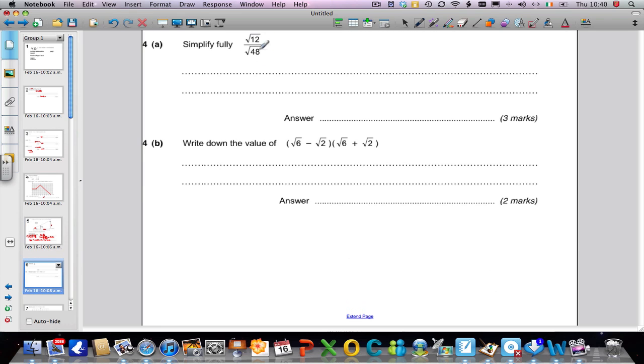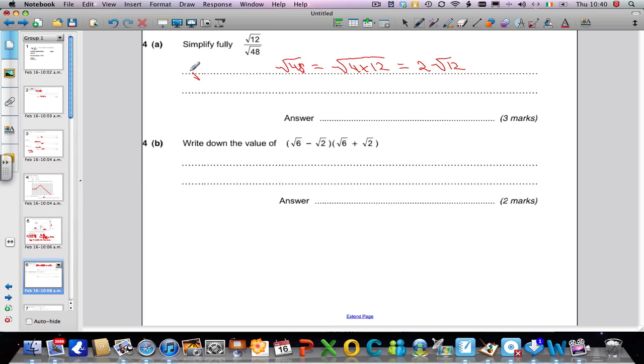Question 4. So we're given a third question. We're asked to simplify this fully. Let's just take a look at the root 48. Well, root 48 is the same as the square root of 4 multiplied by 12, which hopefully, if you understand your surds, is the same as 2 root 12. So root 48 is the same as 2 root 12.